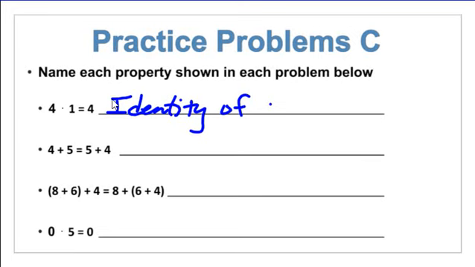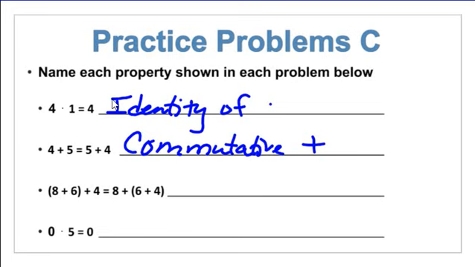The next one, 4 plus 5 equals 5 plus 4. All they did was they switched the two numbers around. So that's the commutative property of addition.